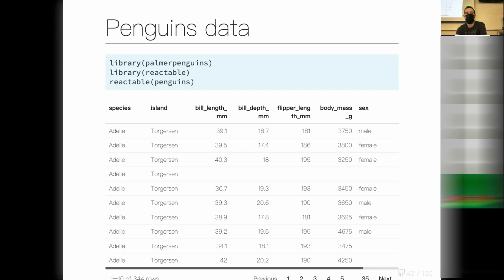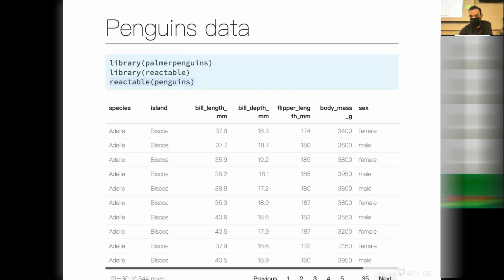Okay, so once you have that loaded, let's go ahead and load the Palmer Penguins dataset, load Reactable, and then all you're going to do is just say reactable(penguins), okay? And then it's going to create a table for you that is interactive.